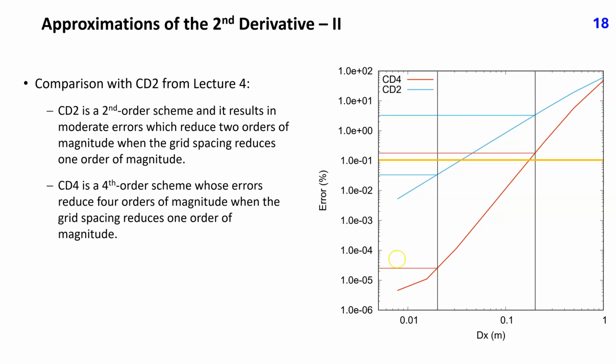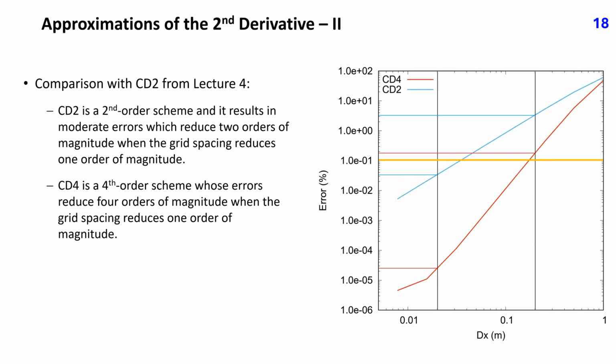Finally, we want to compare the convergence of the fourth-order central difference approximation, CD4, with the second-order central difference approximation, CD2, which was presented in Lecture 4. The second-order finite difference approximation results in moderate errors, which reduce 2 orders of magnitude when the grid spacing is reduced 1 order of magnitude. For grid spacing of 0.01 meter, the error is smaller than 0.01%.